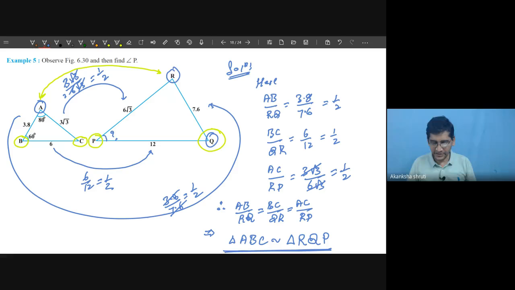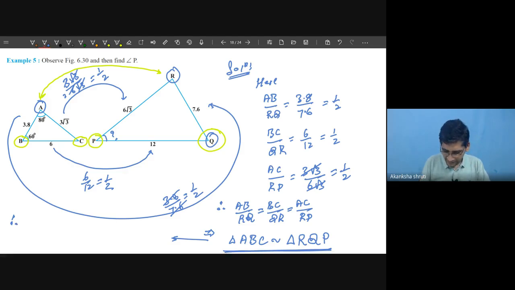I had also discussed this in our previous lecture, so you can also refer to those things. While these two triangles are similar, we are observing that corresponding to angle A, the angle R is here. So by knowing this, we can apply the condition.